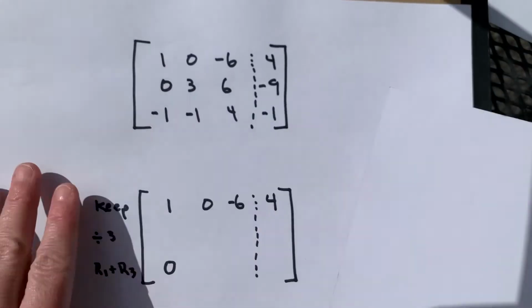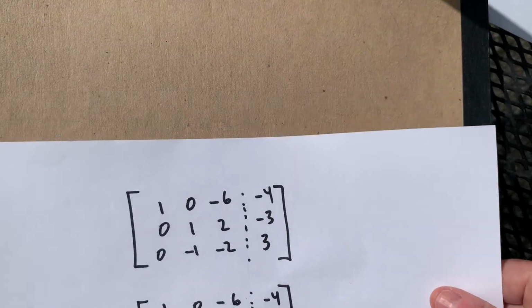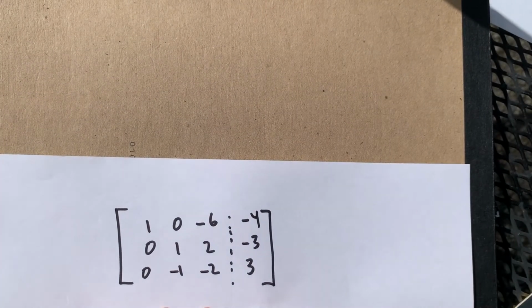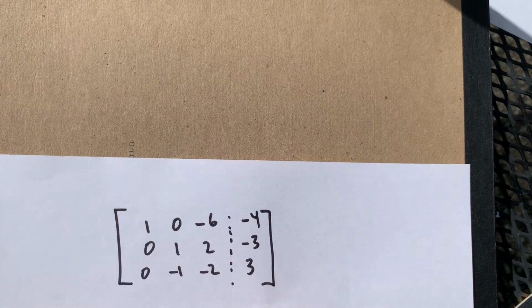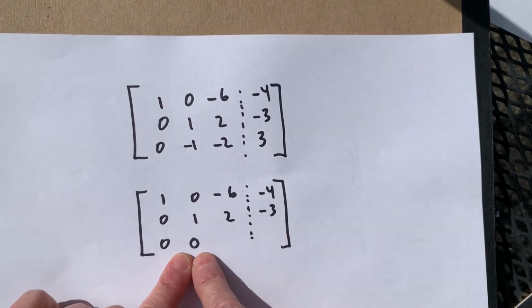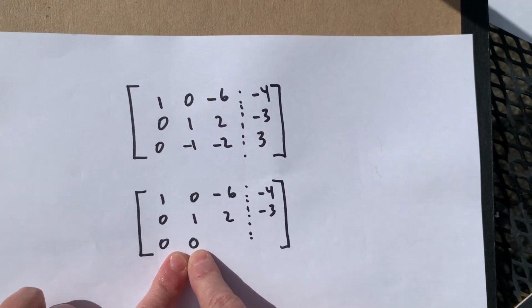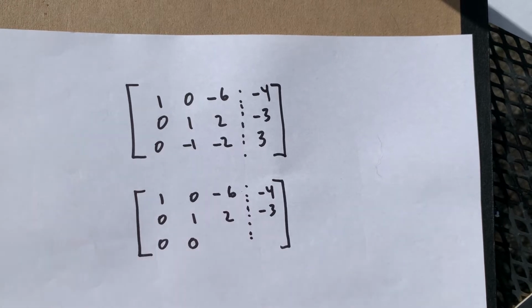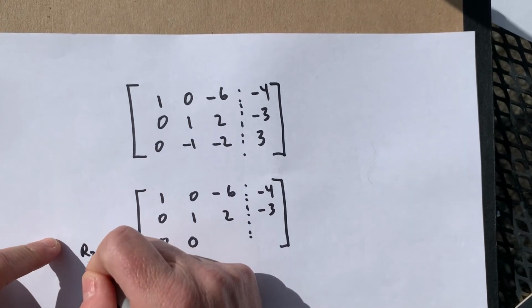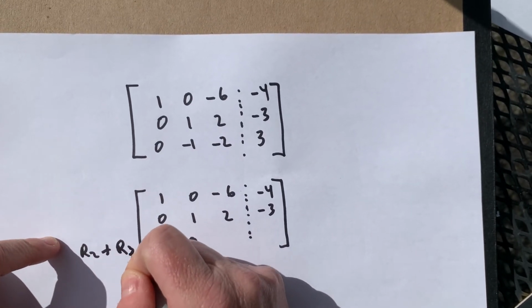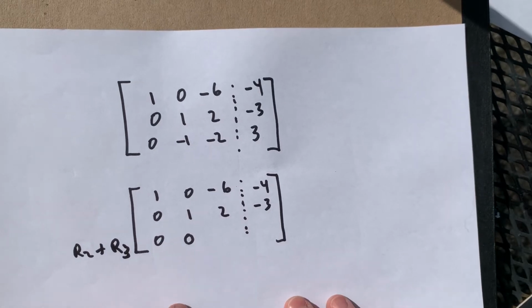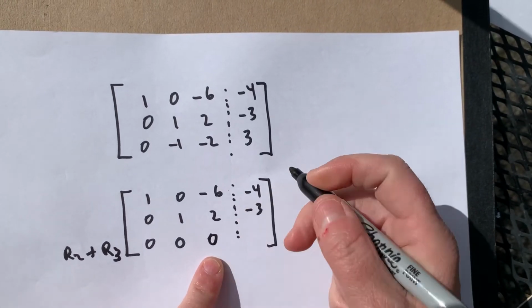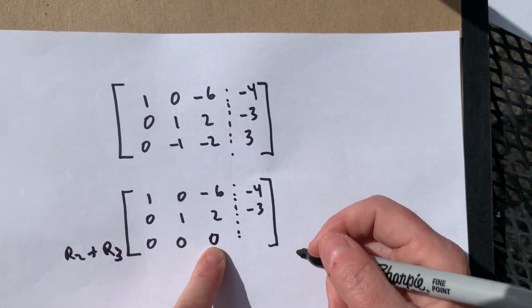So if you have hit play, it is because you have this next matrix right here. Keep in mind, my next goal is to get a 0 here also. And it looks to me like I can do that quite easily by simply adding row 2 plus row 3. And when I do that, I not only get a 0 there, but I also get a 0 there.